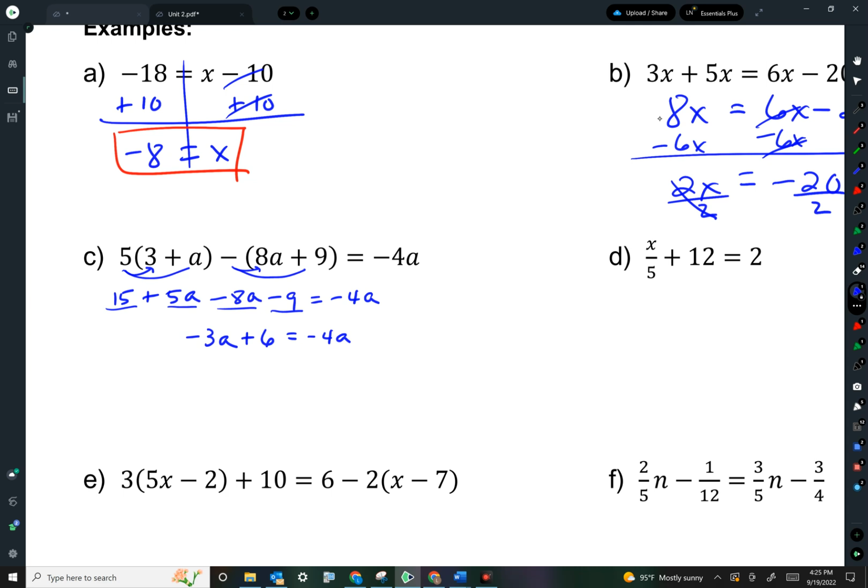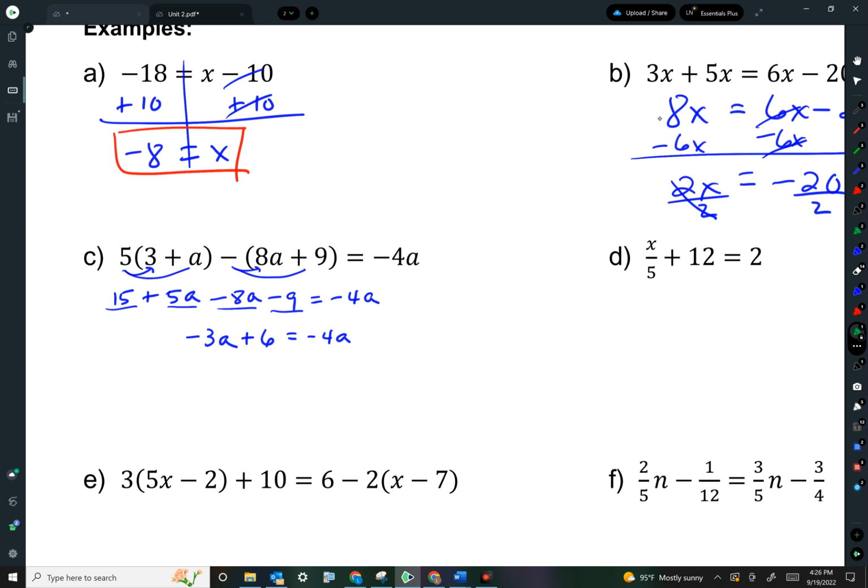Okay, so I want to get all my a's on one side. Here's what I'm thinking. I have a choice. I could just move this negative 3a over to this side, and that way I'd have all my a's on the right and none of them on the left. So I could do that in one step. If I wanted to, a lot of people might say, oh, I'm gonna add 4a. I'm gonna move the 4a over to the left side.